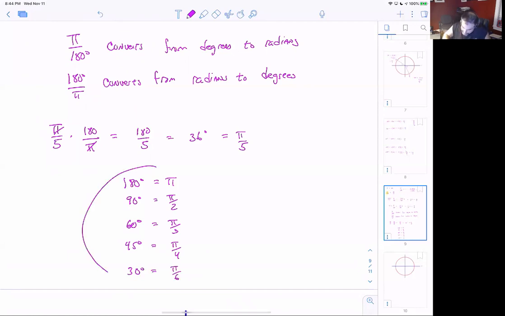If you learn these and learn these well, you'll be very happy because we're going to use these angles over and over again in this unit.